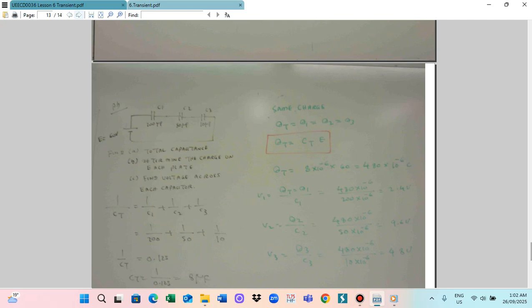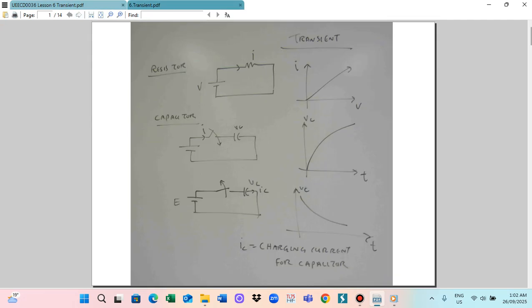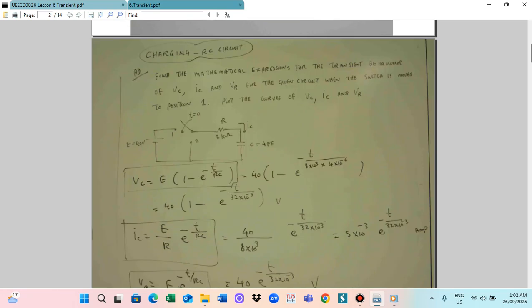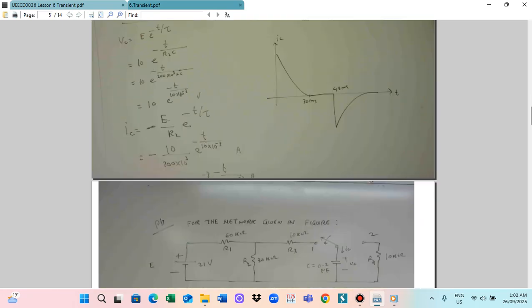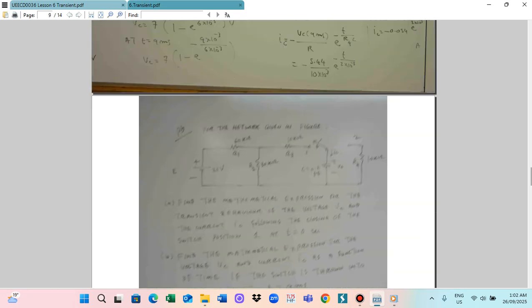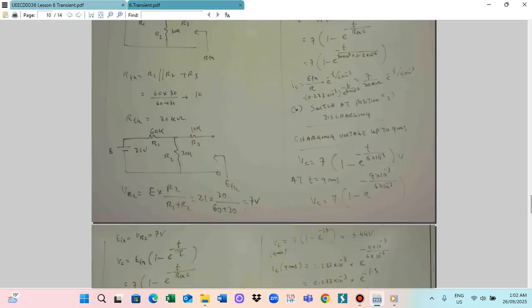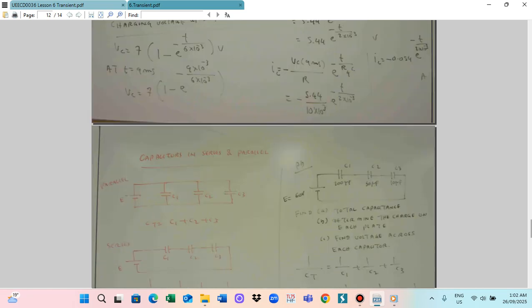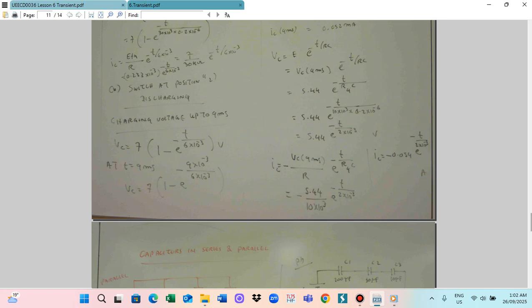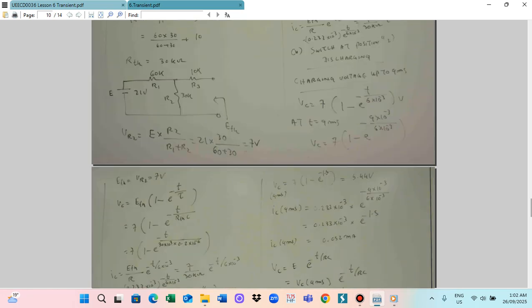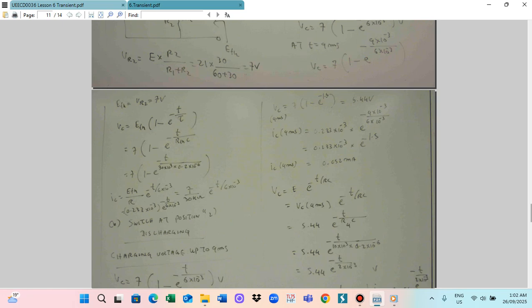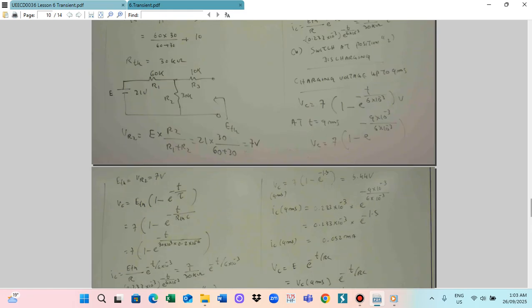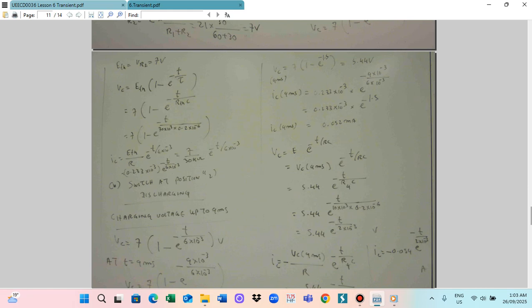Now the graph. First is the VC graph. This is the value of VC. First there is a charging phase, a constant value, and a discharge. From 0 to 30 millisecond, this is the charging phase. From 30 to 40 millisecond, this is constant. And after 40 millisecond, there will be the discharge.